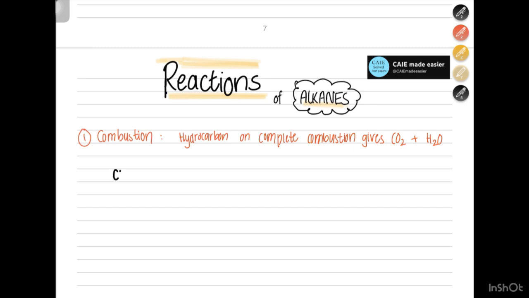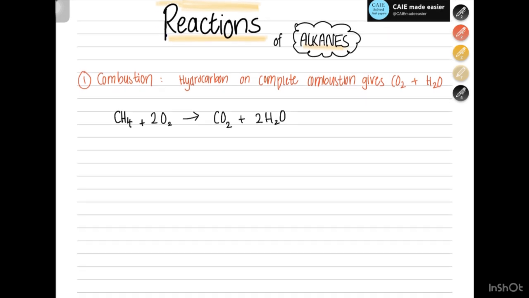We'll do methane. Methane, which is CH4, plus oxygen. What we get is carbon dioxide and water. If we try to balance it out, for hydrogen and for oxygen. This is complete combustion, so we get carbon dioxide and water.